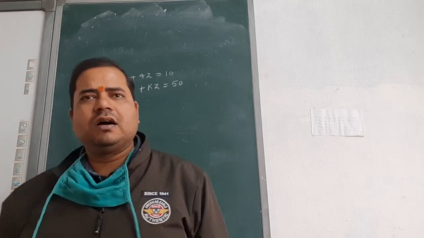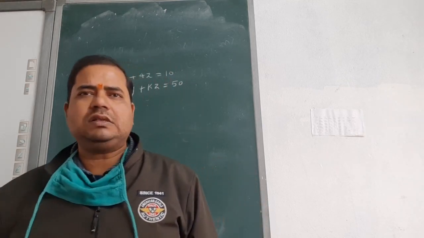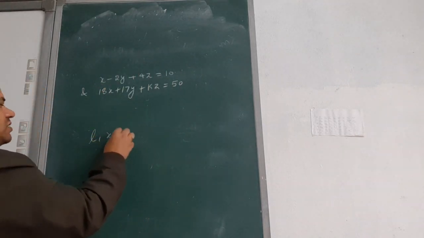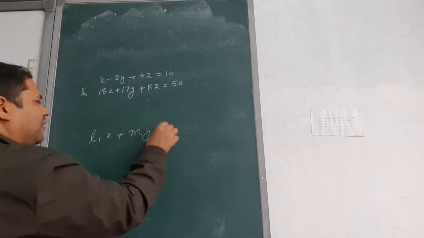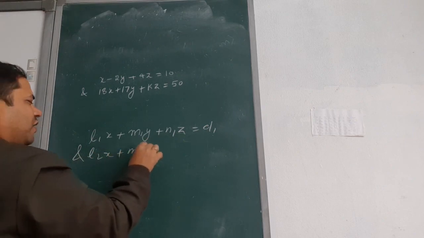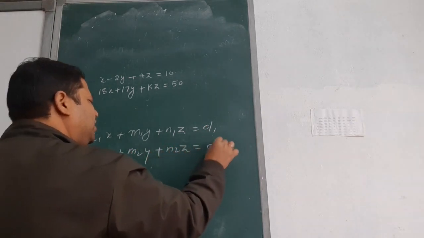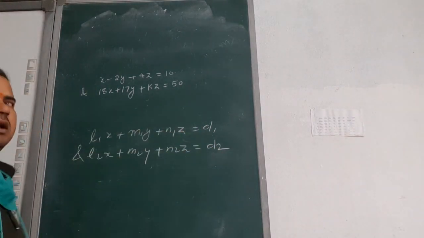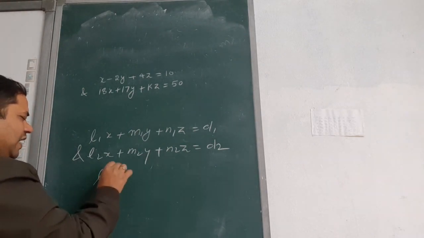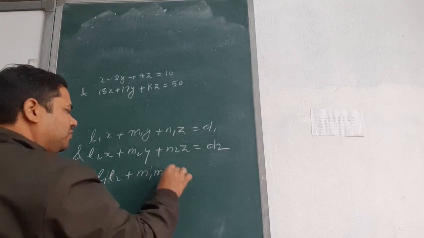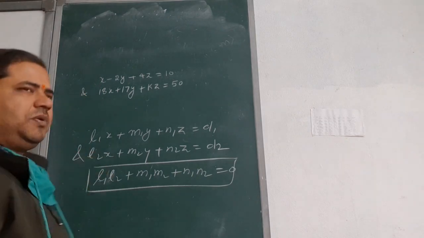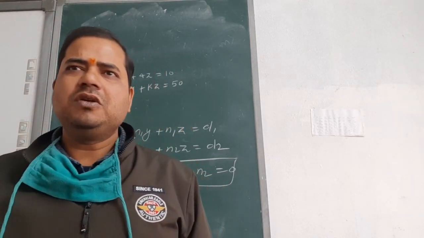So again the same condition you know very well. If two planes l1x plus m1y plus n1z is equal to d1 and l2x plus m2y plus n2z is equal to d2 are perpendicular, then we have a condition: l1 l2 plus m1 m2 plus n1 n2 must be equal to 0. So find the answer and write it.